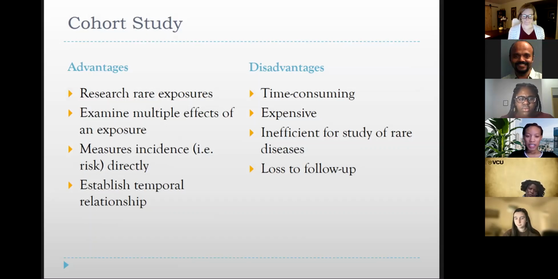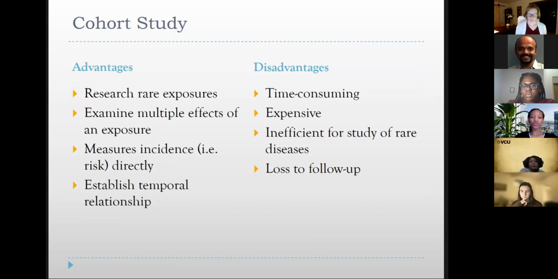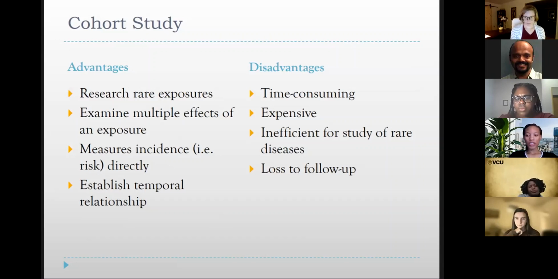So you know that the exposure came before the disease or the outcome. However, just like RCTs, it can be time consuming, very expensive, and you may have lost follow-up. Cohort studies are also inefficient for studying rare diseases. So if the disease is rare, usually we think of less than 10% of the population or so, then it may take a long time to even have enough subjects who develop the disease to be able to do the analysis. So it's really not very efficient for rare diseases.